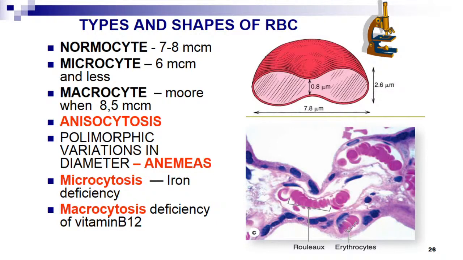If we're talking about an example that is visible, like microcytosis during iron deficiency, microcytes are visible. And during the deficiency of vitamin B12, macrocytosis happens. So, how is it visible under the microscope?